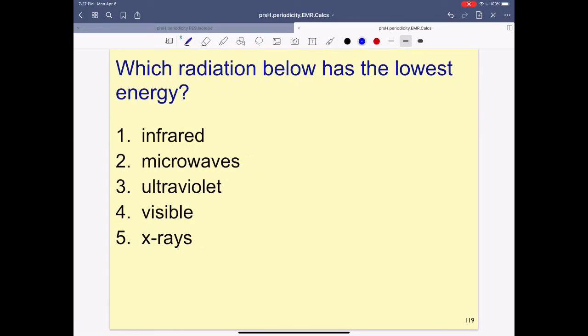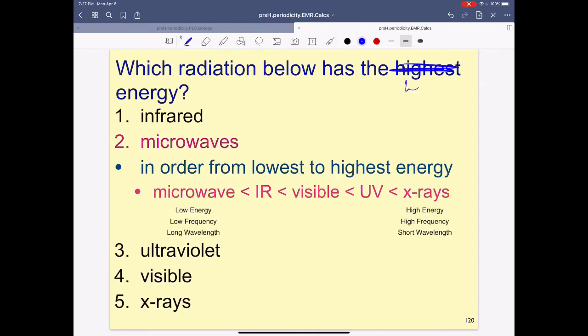Which wavelength below out of those listed has the lowest energy? This obviously would not be an AP question, but just to get us familiar with the energy involved with the various types of electromagnetic radiation. The lowest energy would be microwaves. Again, one more time, microwaves: low energy, low frequency, long wavelength. And X-rays at the other end of the spectrum: high energy, high frequency, short wavelength.